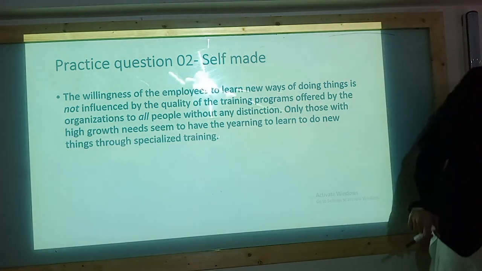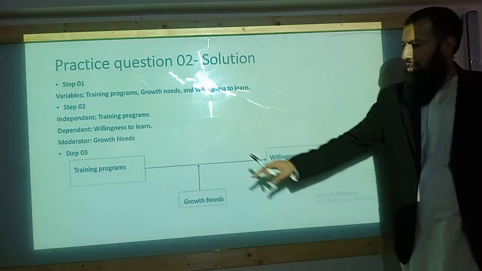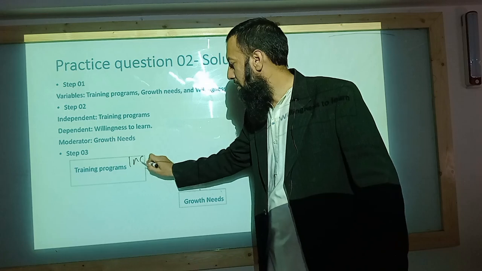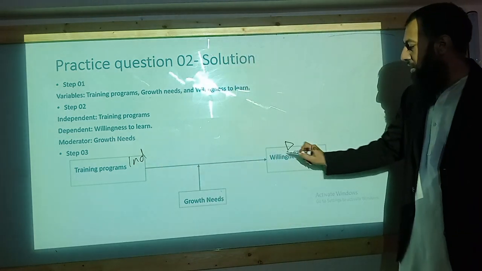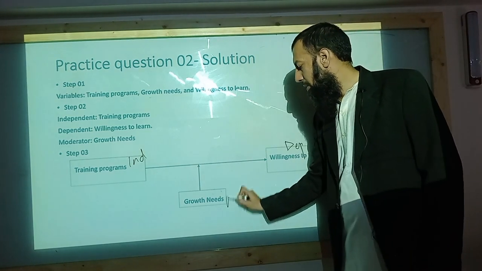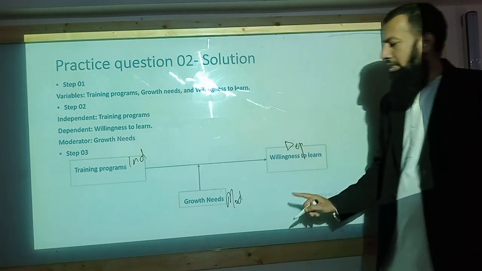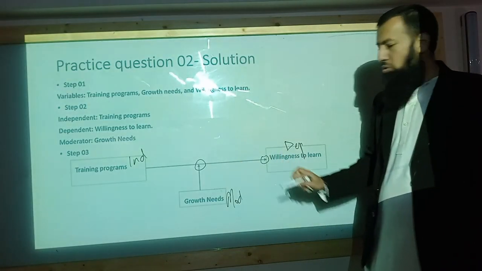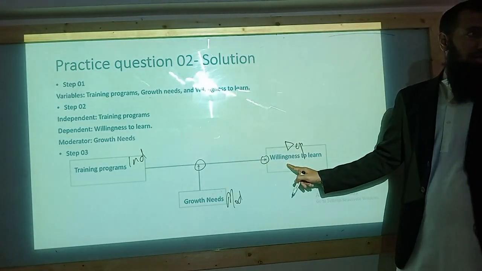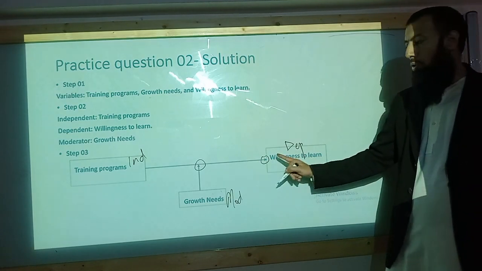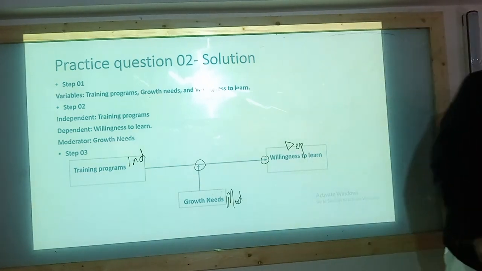So this is the answer which we discussed. Training programs is the independent variable, and willingness to learn is dependent, and the growth need is the moderator. Okay? And this arrowhead is important. Never miss it. It shows which one is dependent and which one is independent. Without this arrowhead, nothing is clear. Only a line will not make you understand.